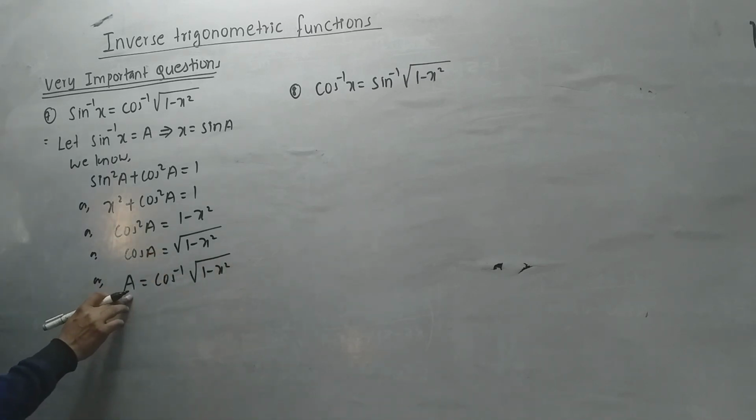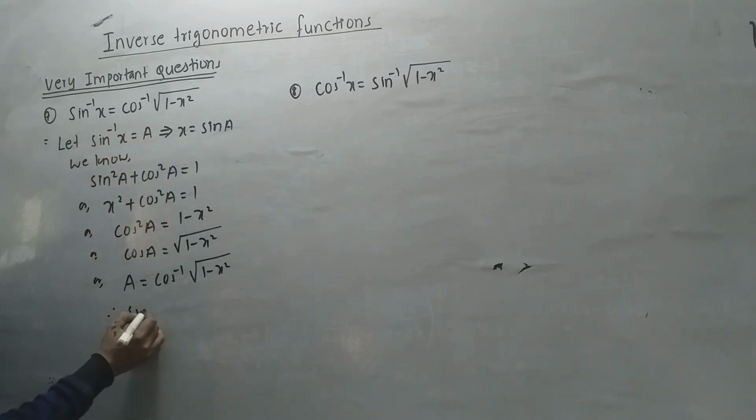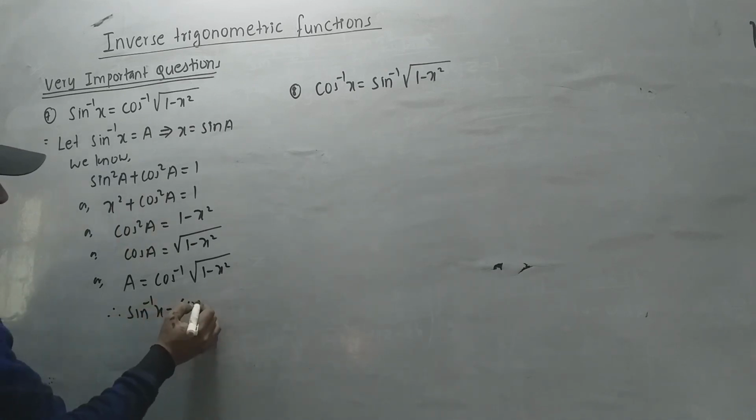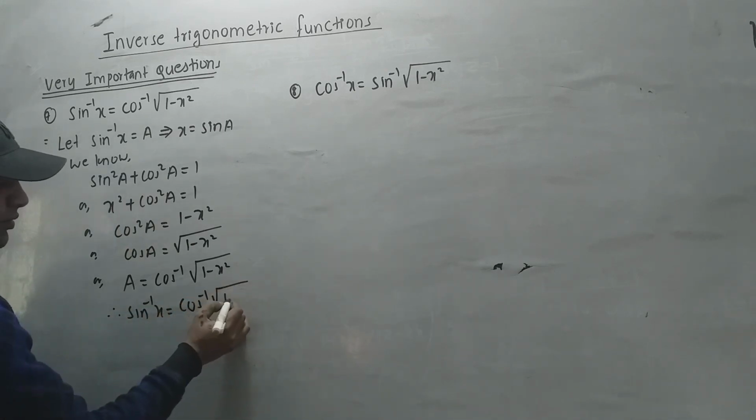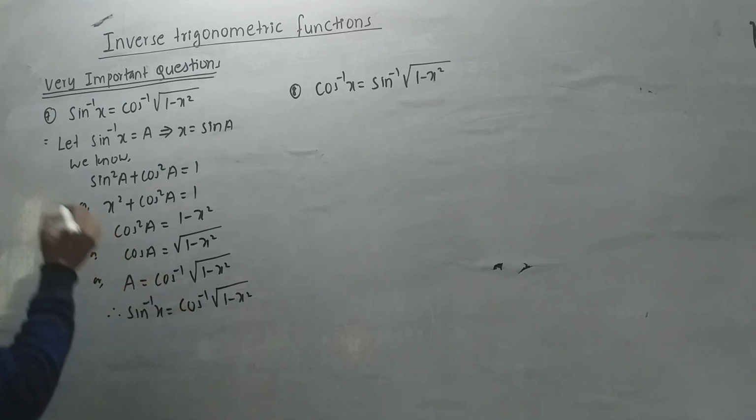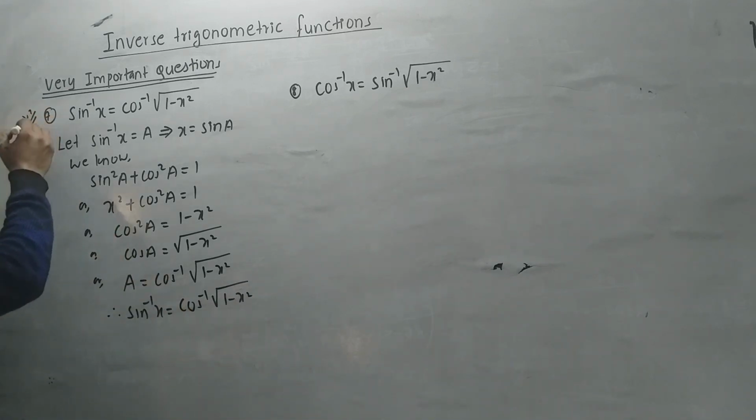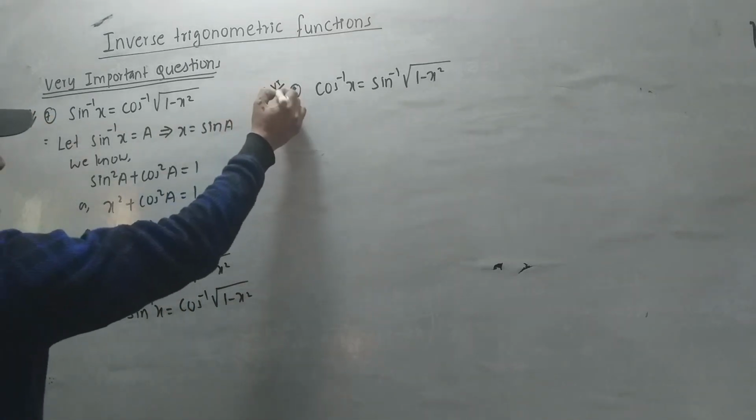Now what is the original replacement for angle a here? That is sin inverse x. So sin inverse x is equal to cos inverse of under root of 1 minus x square. So formulas 7 and 8 are very important. We will apply them in the next also.